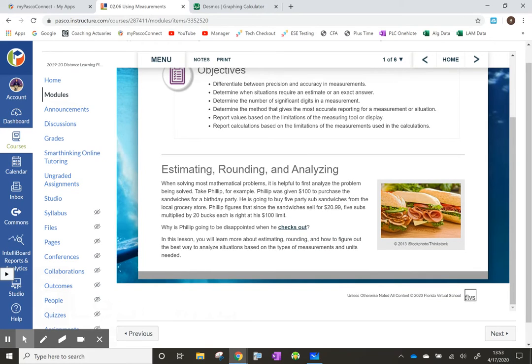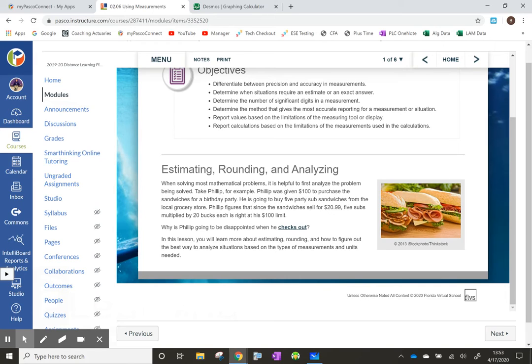So estimating, rounding, analyzing. Okay, I'm going to read this example to you and let's make sense of it. When solving most mathematical problems, it is helpful to first analyze the problem being solved. Take Philip, for example. Philip was given $100 to purchase sandwiches for a birthday party. He's going to buy 5 party sub sandwiches from the grocery store. Philip figures that sandwiches sell for $20.99. 5 subs times $20 would be right at his limit of $100.